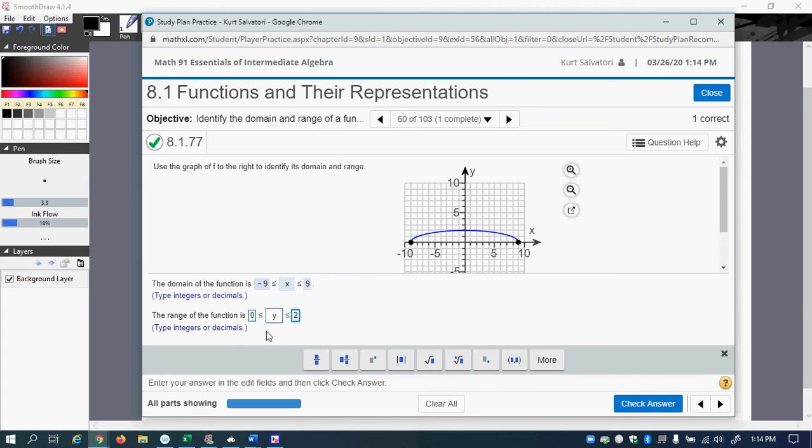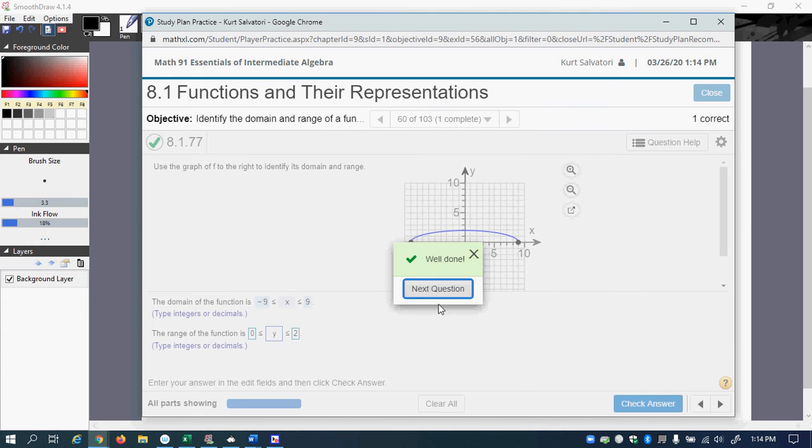Remember, when you're thinking about range, it's the direction of up and down. When you're talking about domain, it's left and right. What's the smallest left? What's the smallest right? We check that, and it says I got it right. So it can take you on to the next problem.